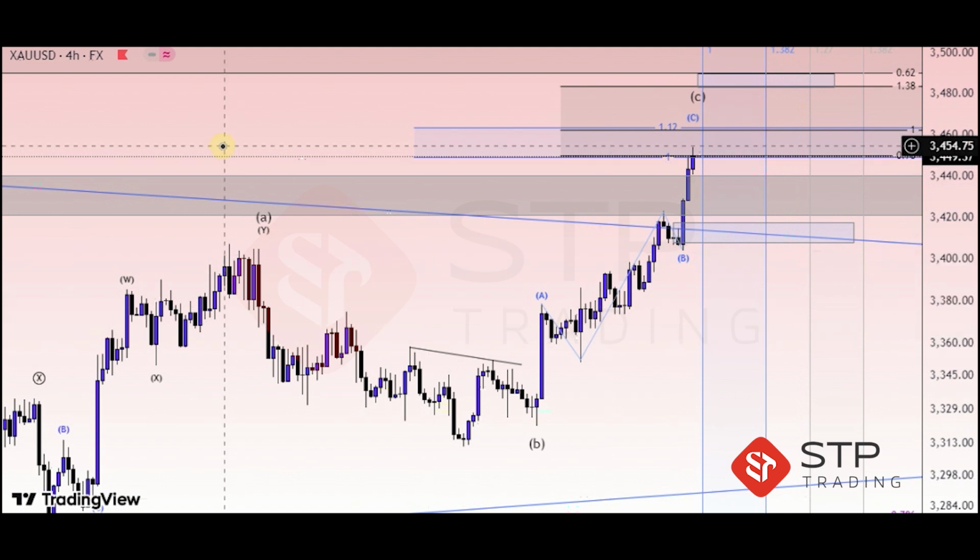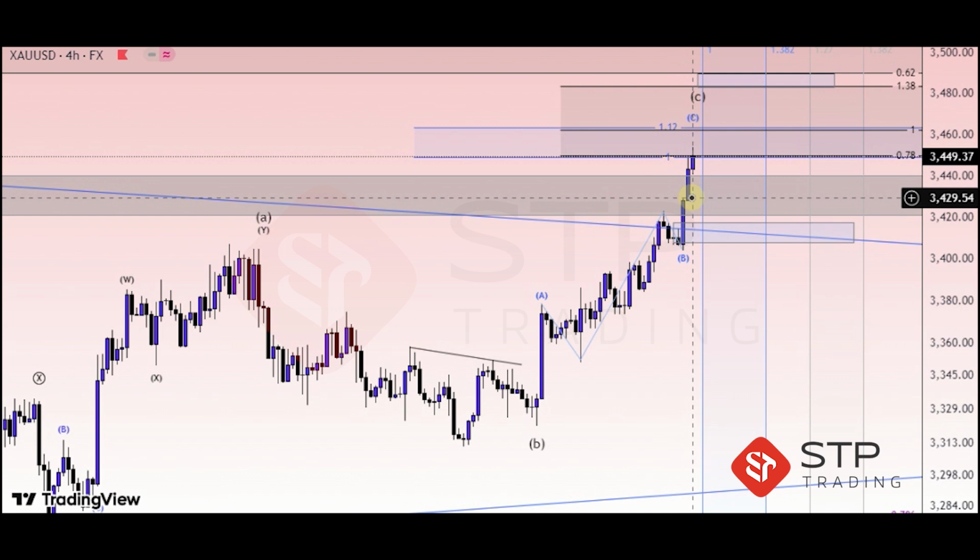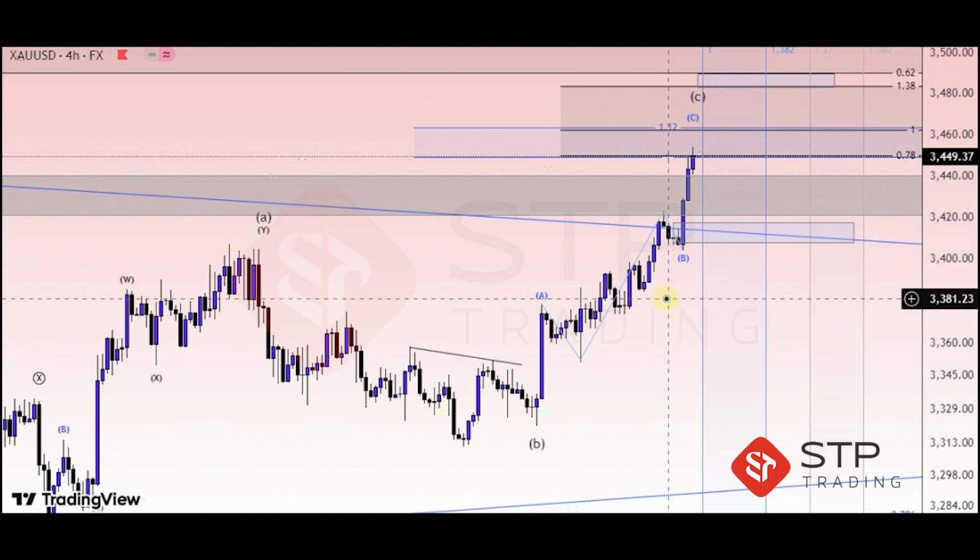In the gold chart, considering the strong bullish trend that has formed in this area and also the breakout of the trend line and the resistance zone, we can consider a bullish trend in this part of the chart for gold in the medium and long term.